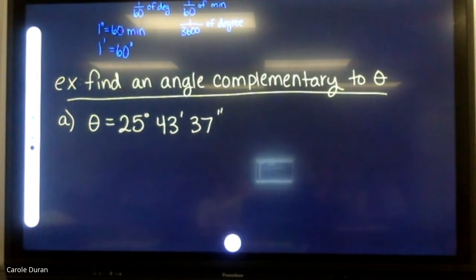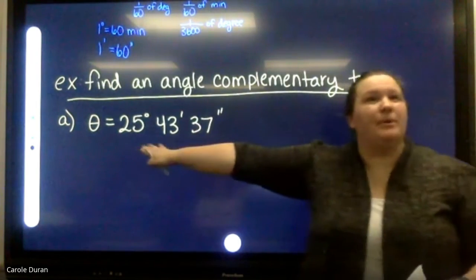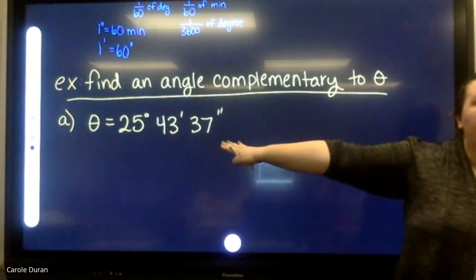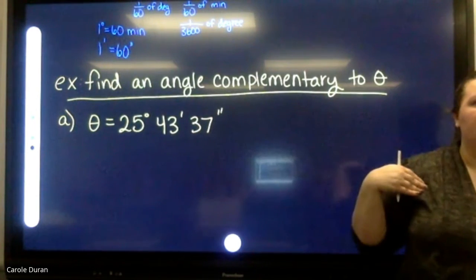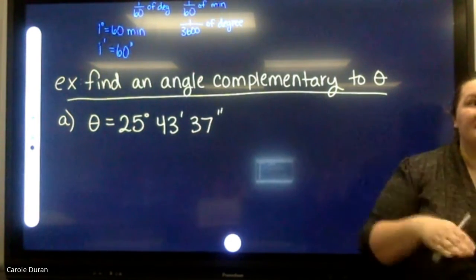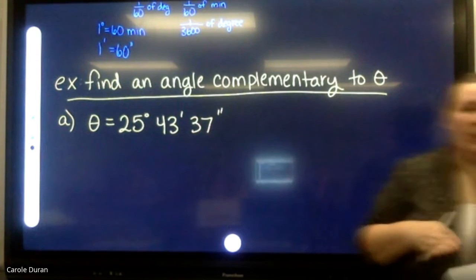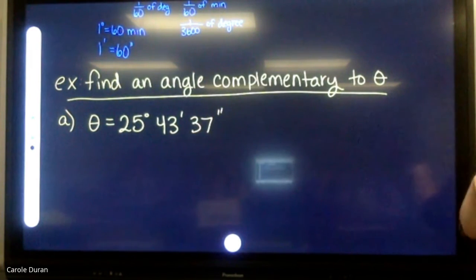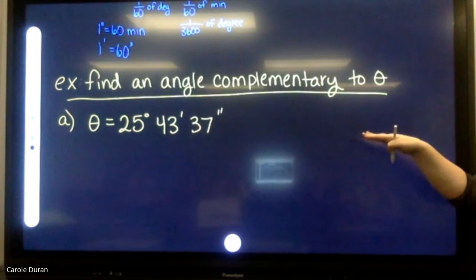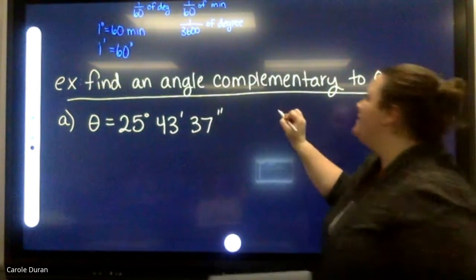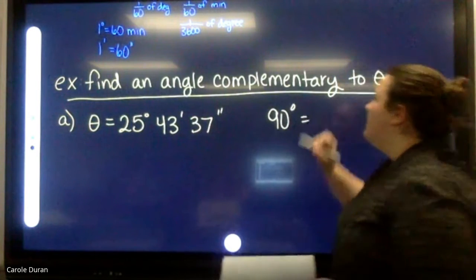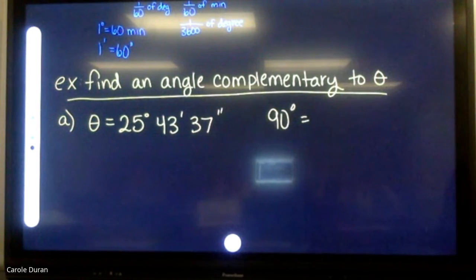So complementary angles have to add up to what? 90. So essentially what I need to do is take 90 degrees and subtract this number from it to get an angle that's complementary to it. However, I need to have minutes and seconds in this number as well so that I can subtract the minutes and seconds that I have in this angle, which means I need to re-represent 90 degrees in degrees, minutes, and seconds. Anybody have an idea of how we're going to do this?